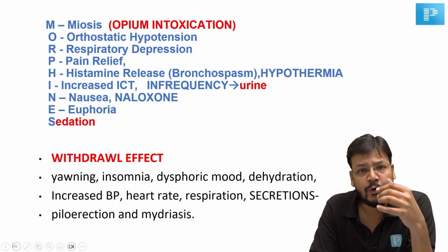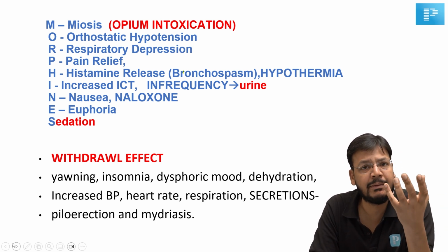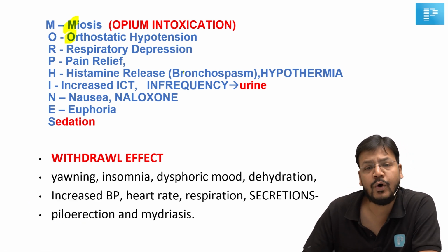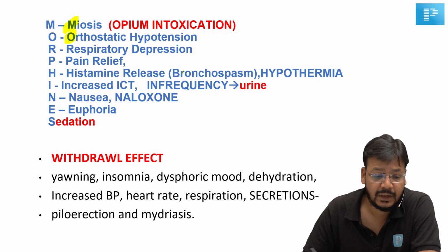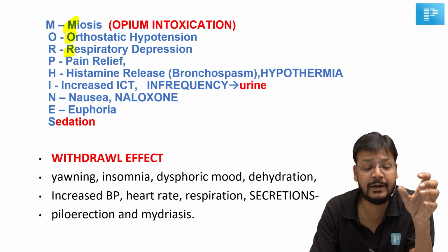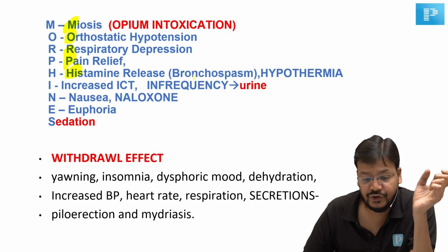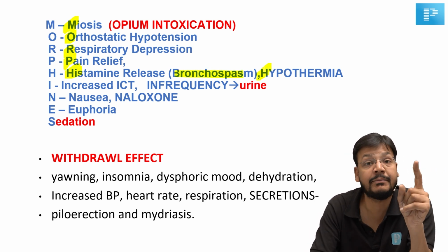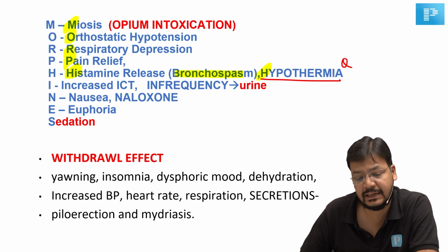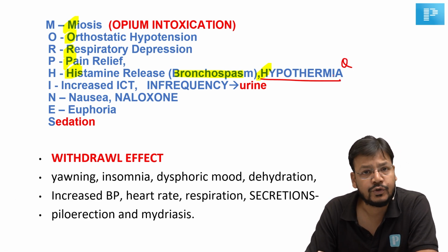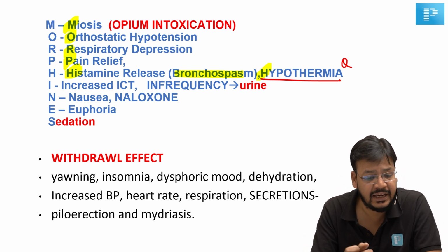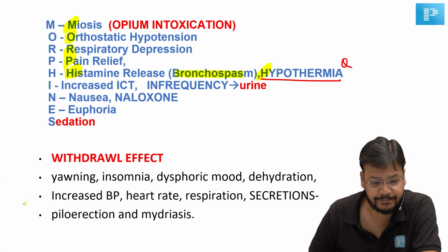To remember the features of opioid intoxication, you can remember by MORPHINE: M for miosis, O for orthostatic hypotension, R for respiratory depression. Very, very important. Respiratory depression, pain relief, histamine release causes bronchospasm, and hypothermia. So in this the body temperature decreases, that is hypothermia. So miosis done, orthostatic hypotension done, respiratory depression done, pain relief and histamine release causes bronchospasm.